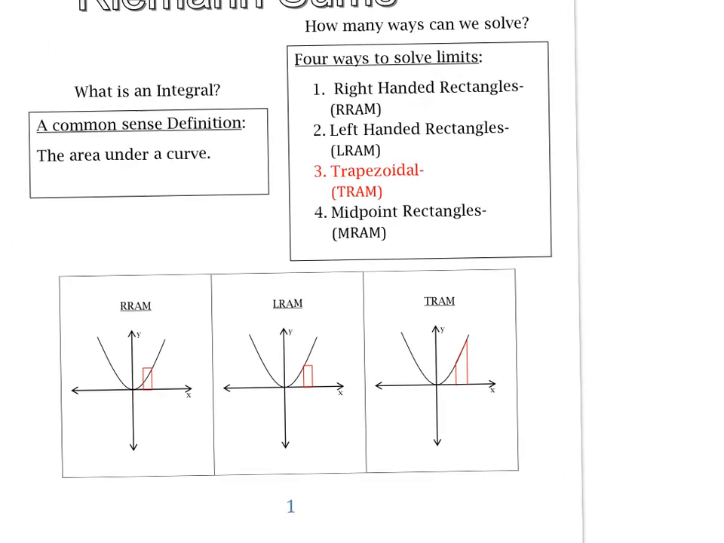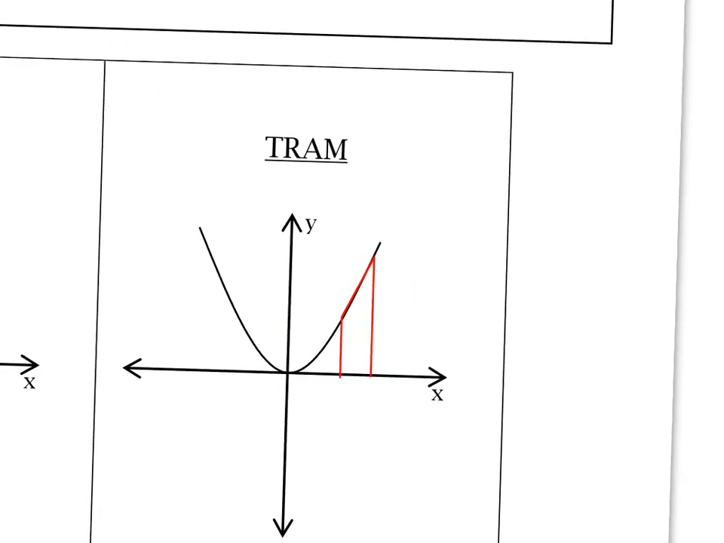So it looks a lot like this, and you can see this straight line goes a little bit over this curve because it's concave up. If it was concave down, your trapezoid would go just a little bit under the curve. Alright, and trapezoid areas are calculated a little bit differently than rectangles. So let's go to the next page.